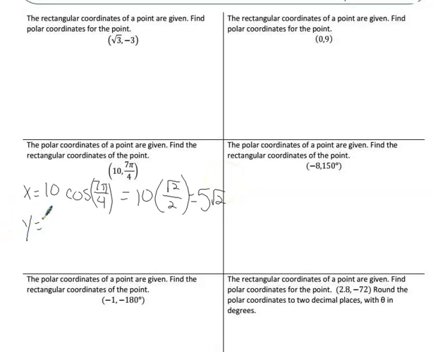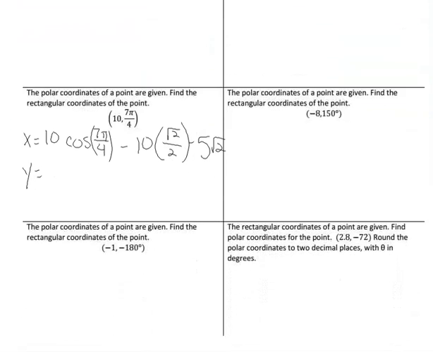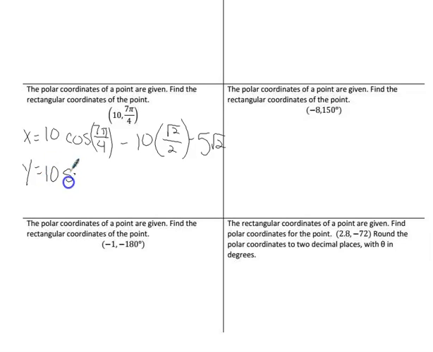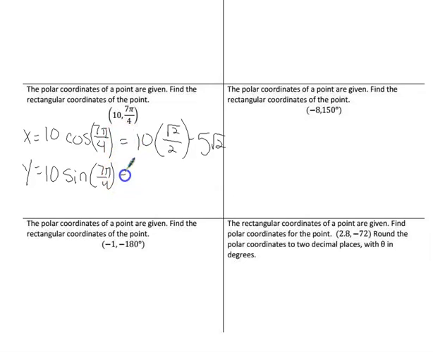y is, if we look back at the top here, y is r times sine of theta. So 10 times the sine of 7 pi over 4. And if we go back to the unit circle, sine is just negative square root of 2 over 2. So 10 times negative square root of 2 over 2, which is going to be negative 5 square root of 2. So the ordered pair is 5 square root of 2, comma, negative 5 square root of 2.